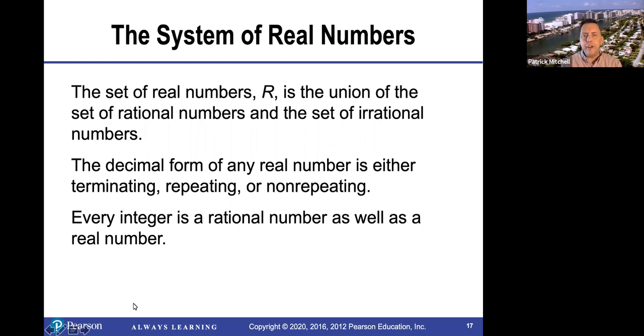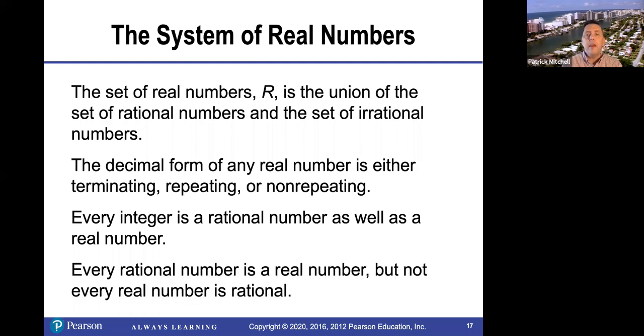Every integer is a rational number, right? For example, take the number -7, that's an integer. You can write it as -7/1, that makes it rational. And so every rational number is automatically also a real number. So every integer is a real number, and every rational number is a real number, but not every real number is rational. For example, the square root of 2 is a number that's real, but is not rational.